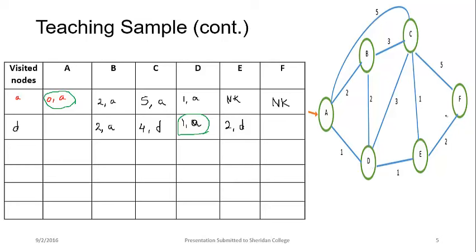From D to F, I can't see any direct connection. There's no direct connection. So I can put it down as NK, which stands for not known. Let me write it down here. NK equals not known. The mouse is very tricky. Now, not known. Very good. It's clear now.